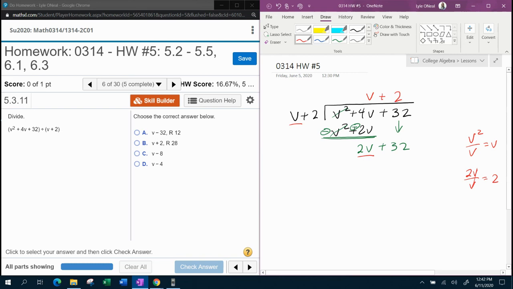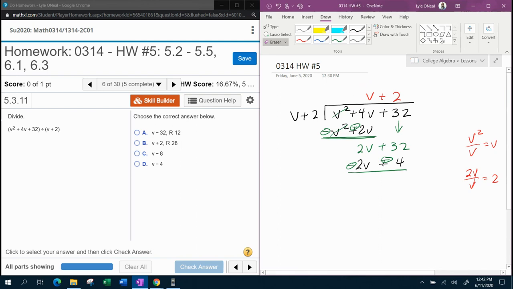And so that is the next term of the quotient, okay? So we're now going to have plus 2. And now that 2 needs to distribute. So now we're going to take this 2 and distribute. 2 times v makes a 2v. 2 times 2 is 4. And then remember I said draw the line, change the sign. Draw the line, change the sign. It'll work every time.